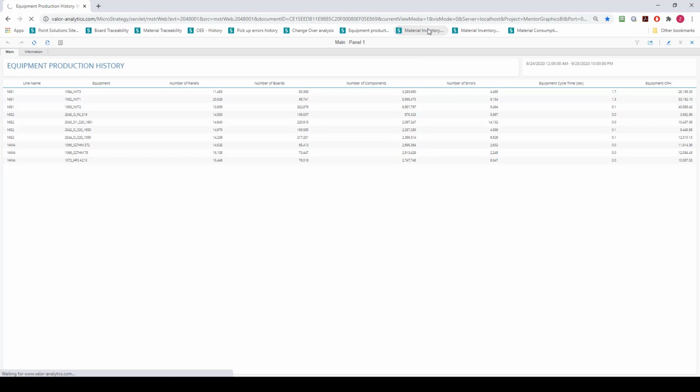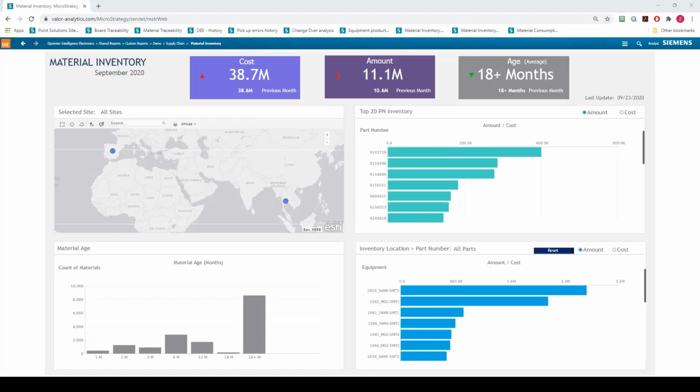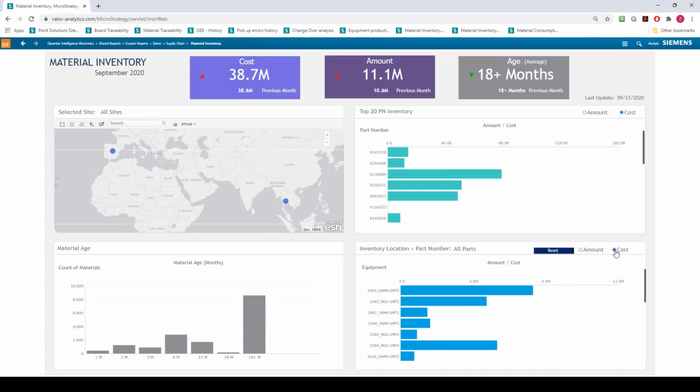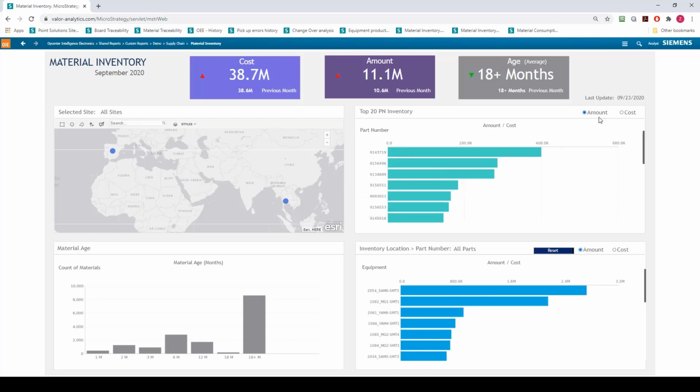The next sample report is Material Inventory. This report is a high-level dashboard showing the primary material inventory metrics. In the header, the report shows the primary KPIs and trends for total inventory cost, total amount of components, and average age of the materials. Charts on the report display a graphical view of the inventory by site, the amount of age by inventory of the material, the top part numbers in inventory by cost or number of components, and the top inventory locations by value of inventory or number of components.